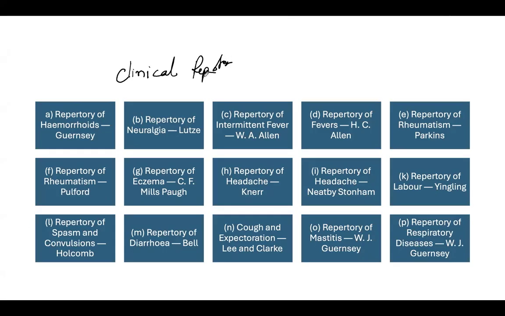This is very important, not only for your viva, okay, for the BHMS viva, but also for any type of entrance examination. Okay, this is very important. They will ask you who is the author of the repertory of intermittent fever, or they will give you four options, A, B, C, D, with the names of the authors. Okay, then you have to match this. So this is very important. Remember this. You will get this in your own repertory book, whatever book you are following.